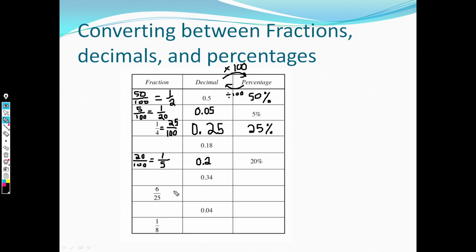So there you go. Same thing for this one, 6 out of 25. Multiply top and bottom by 4 so that you're getting 100 as a denominator. So times 4 gets you 100. 6 times 4 gets you 24. Well, that's 24%. That means this one right here is 24%, which means this decimal right here is just going to be 0.24.